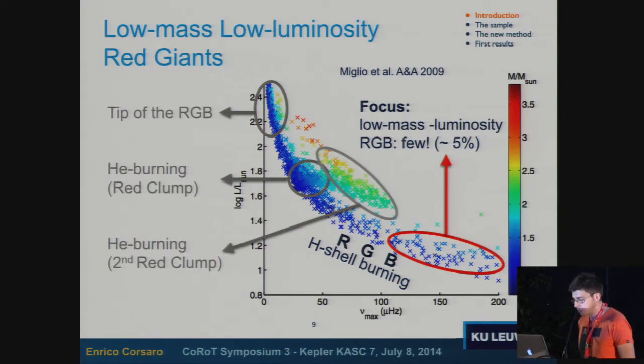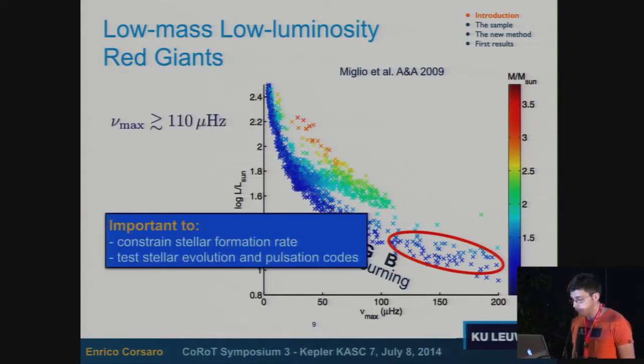In particular, in this talk, I want to focus on a class of these red giants that are the low luminosity and low mass red giants. And there are quite a few in the entire sample, about 5%. They can be delimited by a nu max, say, not lower than 110 microhertz, more or less. And they are important to constrain stellar evolution rates and also test stellar evolution, structure and pulsation codes.